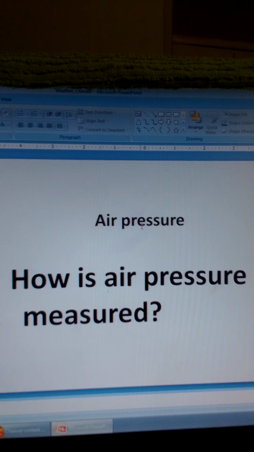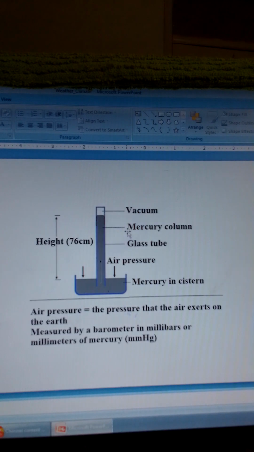Next, air pressure. How do you measure air pressure? Air pressure is measured using a barometer. A barometer is always placed in the office. It is an indoor equipment, alright? Because if you place it outside, it can be affected by temperature. So you place it in the office.